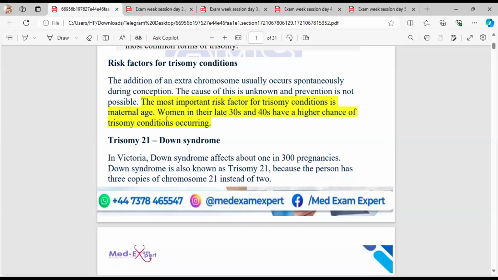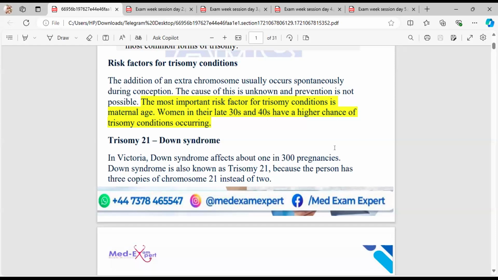I put this explanation here because in the real AMC exam question, they give you the scenario and definitely they will give you the maternal age in that question. From the maternal age, you will consider that maybe this is the trisomy, because this is the most common risk factor. So definitely they will give you the maternal age in the exam question.